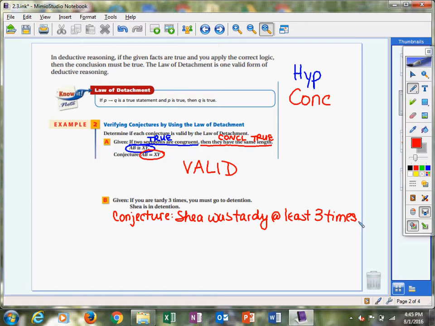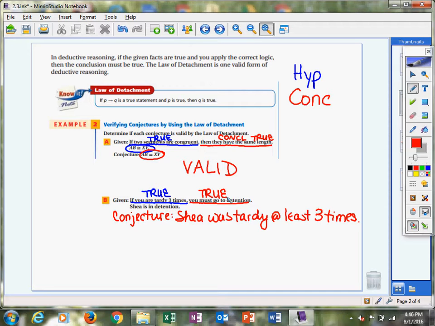All right, so let's take a look. Let me go back to blue because that's our hypothesis. So here's the first part. If you're tardy 3 times, so you know when that happens, so that's true. That can happen. You can be tardy 3 times. And then let's look at the conclusion. You must go to detention. Okay, so that's probably a school rule. Shay is in detention is what we're saying. So that means that Shay was tardy at least 3 times.